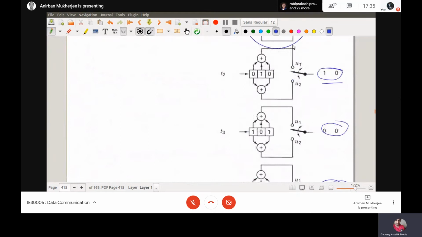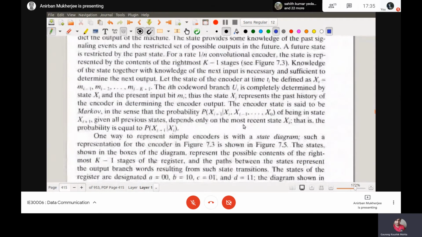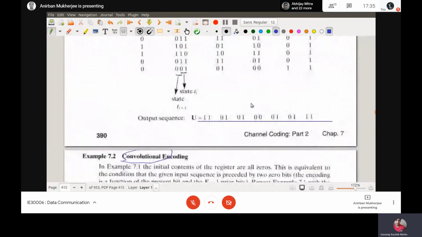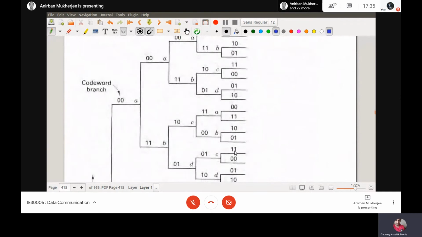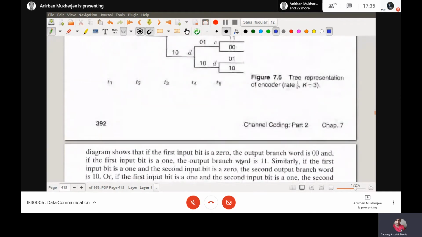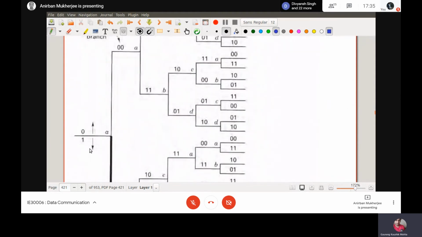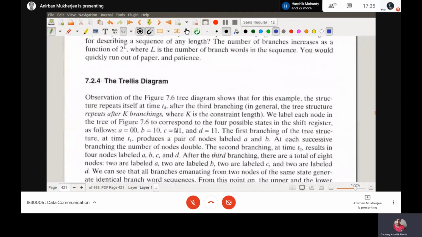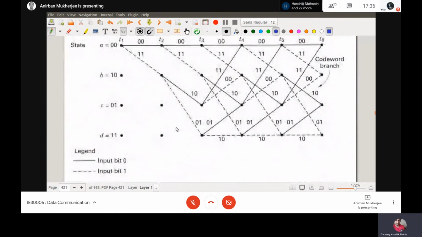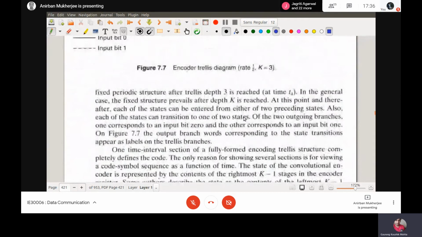Okay, and there are different standard convolutional encoders. This is some constraint length 3, rate half. You can read this, it is quite simple. Convolutional encoding is quite simple. This is called a trellis diagram, the encoder trellis, with the different code word branches.